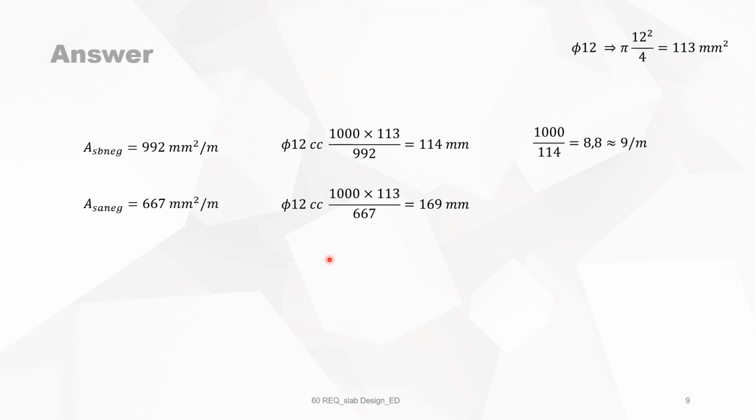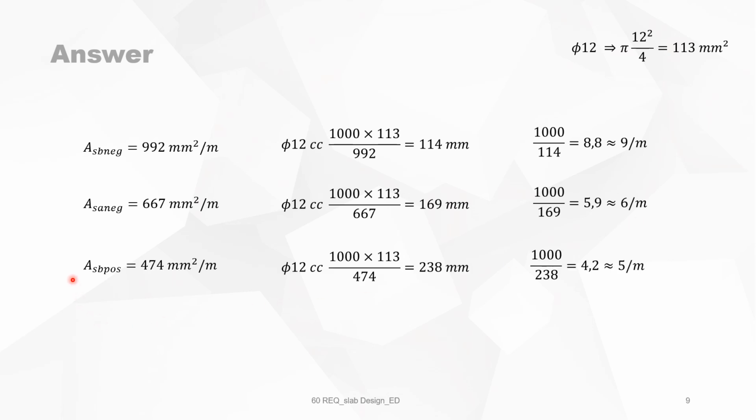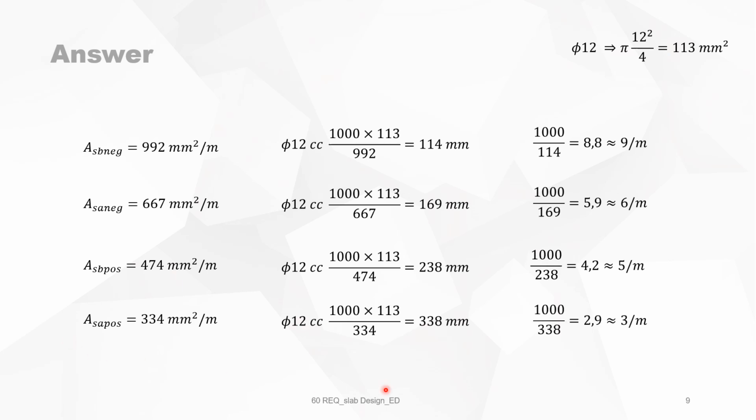For the negative bending moments in the A direction, we do the same. We convert it into center to center distance. It's 169. This gives you 5.9 rebars or 6 per meter. And in the B direction, we got 5 per meter, not 4, because you always must end up with a larger number than this number. And then for the positive bending moments in A direction, you have 3 diameters per meter.